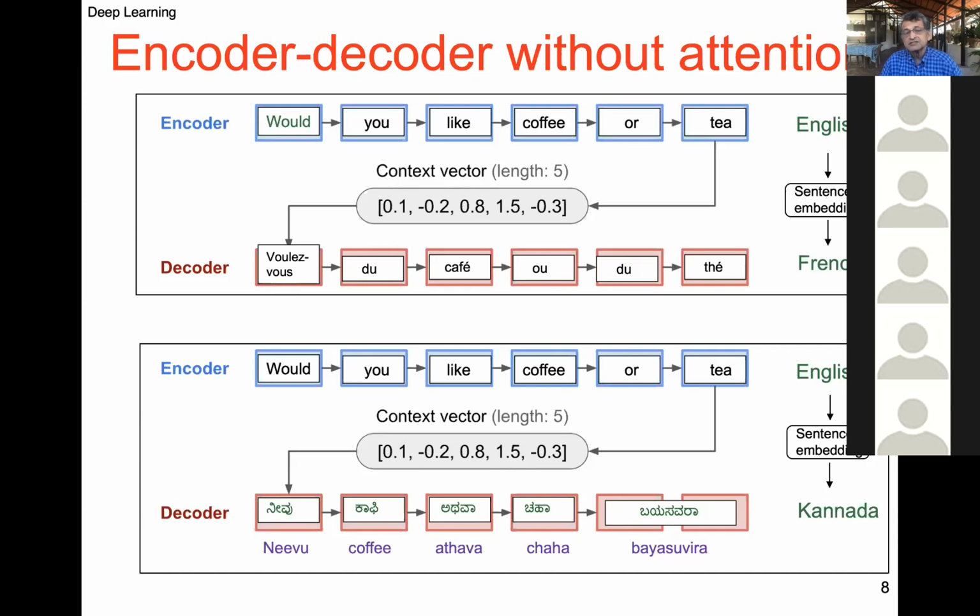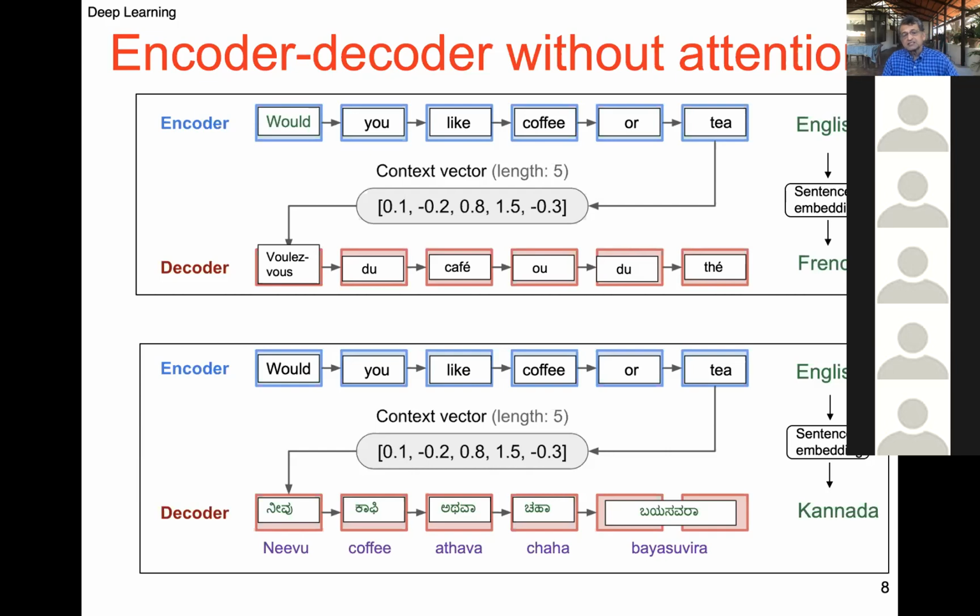And that in turn goes on to the decoder, which is generating French now. The first words are "voulez-vous du café ou du thé," the French translation from the encoder to the decoder. And now we point out, wow, what a summary, 0.1, -0.2, 0.8, 1.5, -0.3. It is capturing all that information and allowing us to generate a sentence like that. That's where we say we could do better than that. It doesn't show the importance of the previous words and so on.